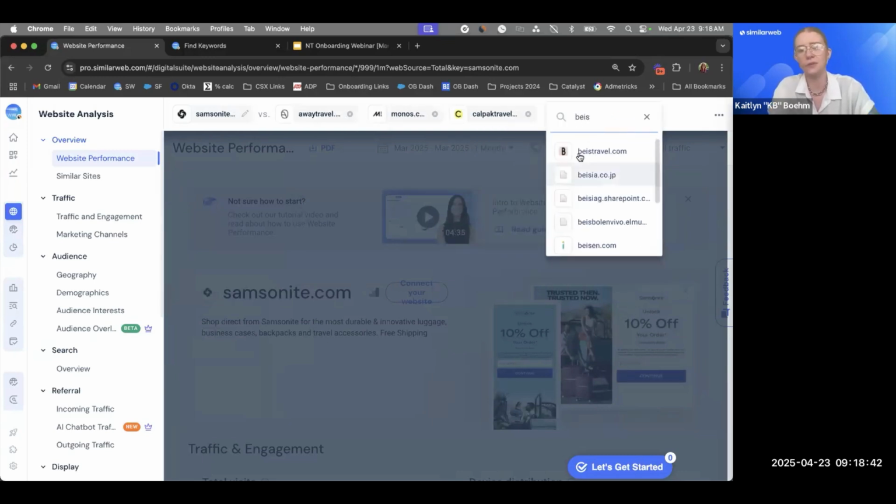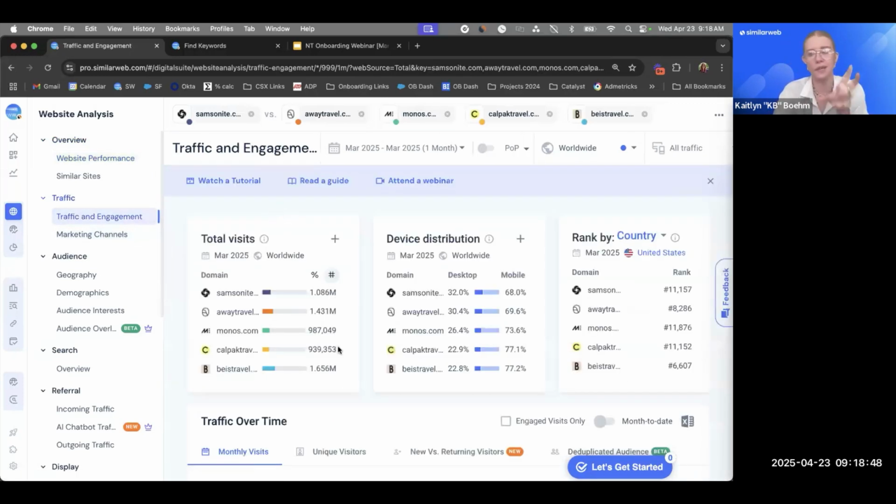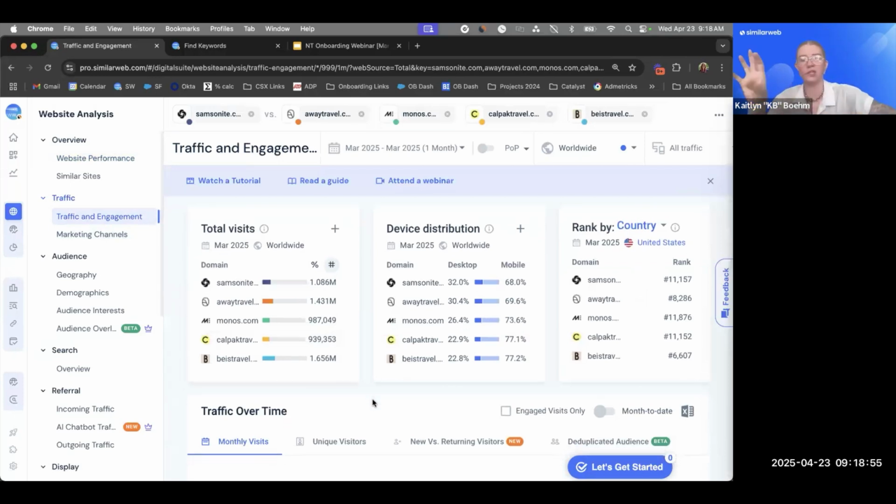I'm going to add base in there as well because I want to make sure I'm staying on top of what these competitors are doing. It all starts with traffic and engagement. It's a very similar view to what we saw before in the previous screen. But as you see here, we have device distribution.